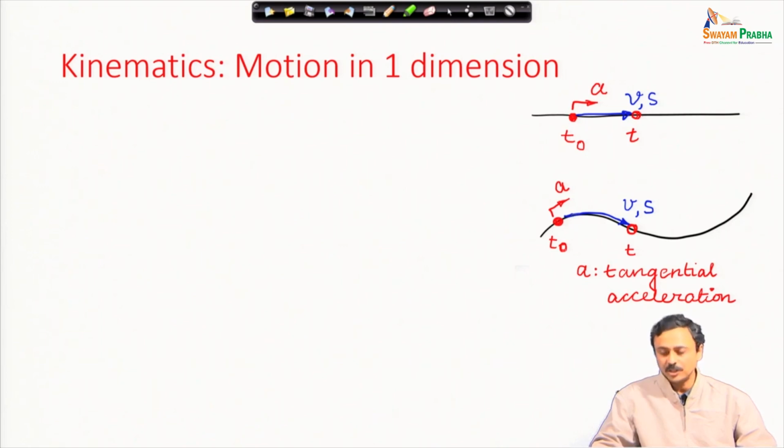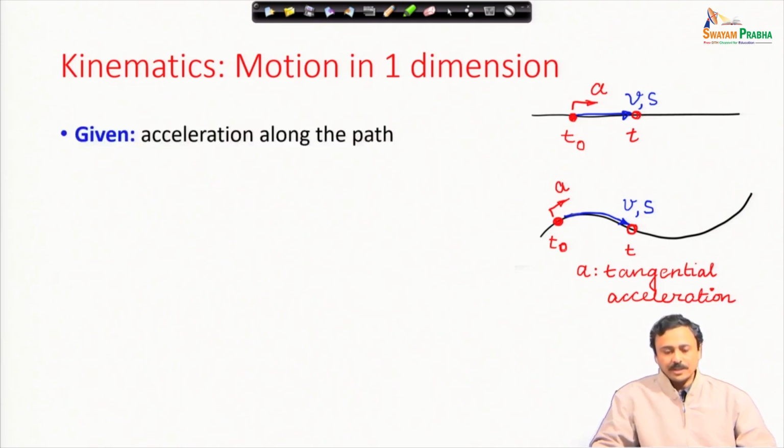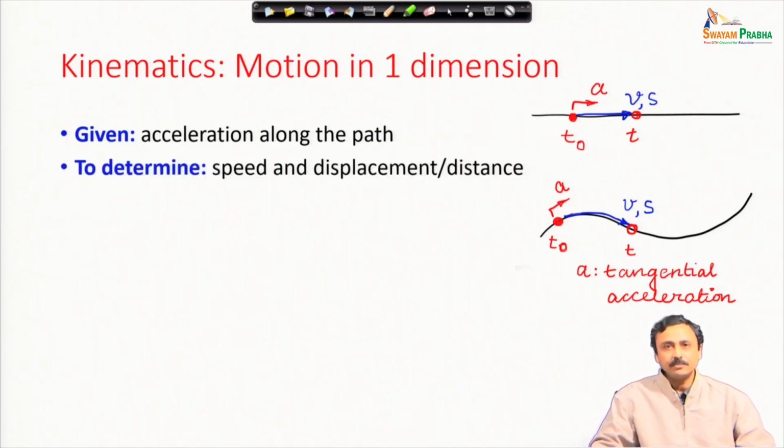So, acceleration must be tangential to the path. In that case, this can be treated as a one dimensional motion, and the displacement or distance travelled should be along the path. So, even on this curve, we can always treat the motion to be one dimensional motion. Velocity is always tangent to the path, as you know. The problem here is, given the acceleration along the path, we are required to find out the speed, which is the first integral of the acceleration, and the displacement of the particle or the distance travelled by the particle.